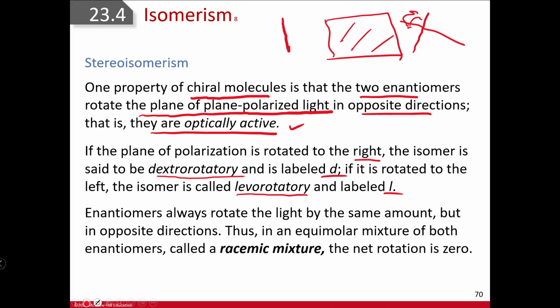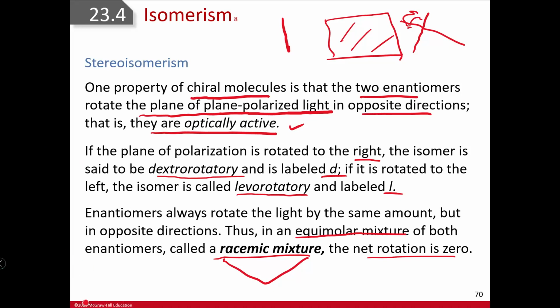So enantiomers always rotate the light by the same amount, but in opposite directions. Here's the thing: if you have an equal molar mixture of both, they're called a racemic mixture, and there's no net rotation. So if you have equal amounts of both D and L, then you're not going to see a rotation. That's a racemic mixture. So you need to know that term. And that's pretty rare, but it is there. Racemic mixture, all right? So racemic mixture means you have equal molar amounts of both enantiomers.